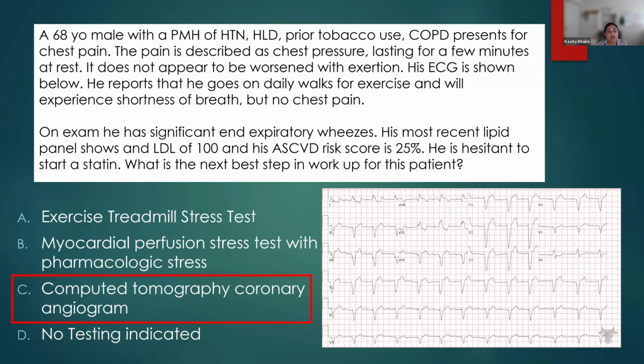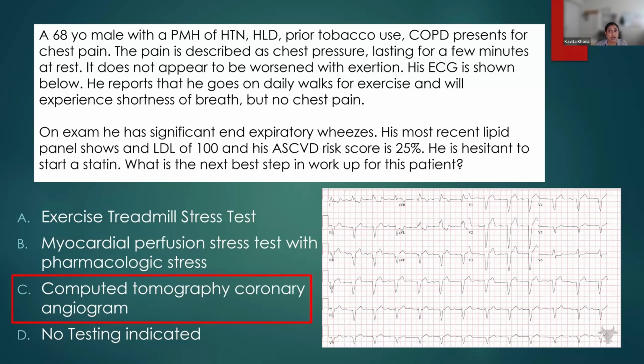The reason that a myocardial perfusion with pharmacologic stress is not indicated is because I specifically wrote that the patient has significant end expiratory wheezes. So, usually the stress agent that's given is regadenoson, which can cause bronchospasm. So it's also contraindicated in patients that have wheezing.